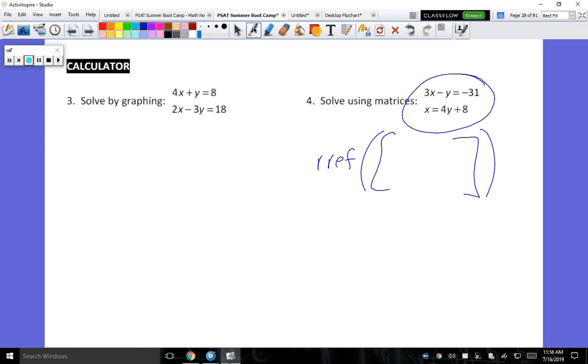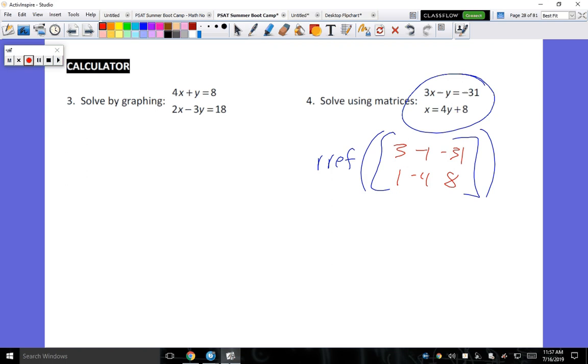Can someone tell me the coefficients of the top one? 3, -1, -31. How about the bottom? 1, -4, and 8. Perfect. Please go ahead and put this into your calculator so we can see the answer and get a little bit more practice with familiarizing ourselves with what we're looking for.